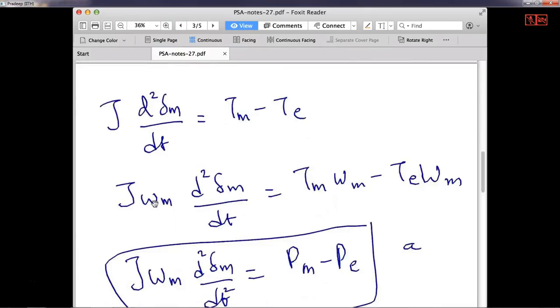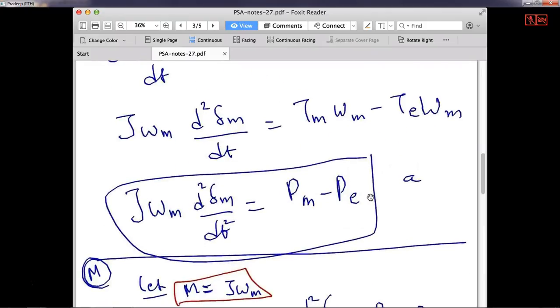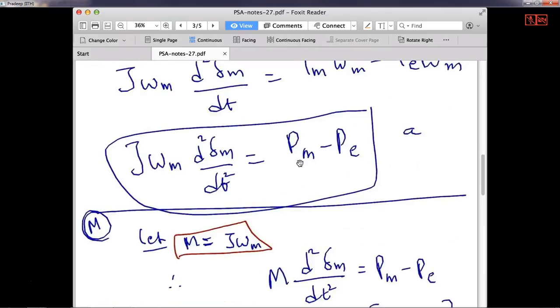Here I multiply with omega m on both sides. Then I get the equation in terms of power. Pm minus Pe is the mechanical power minus electrical power, which is called the accelerating power. If the accelerating power is positive, then delta M will be accelerating and delta M will increase. Whereas if Pm minus Pe is negative, then delta M will decrease.